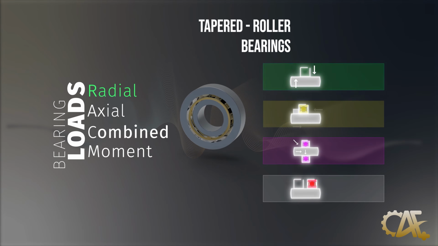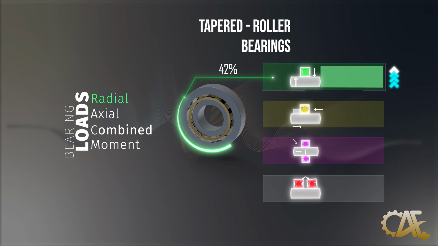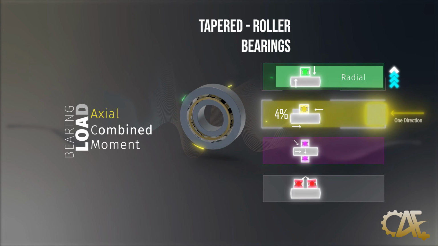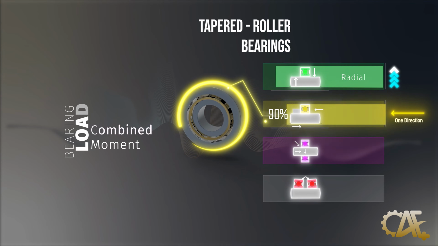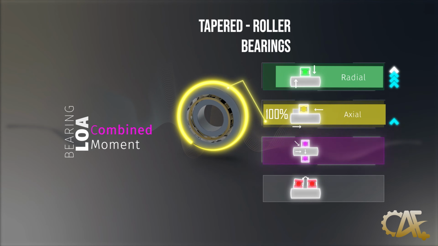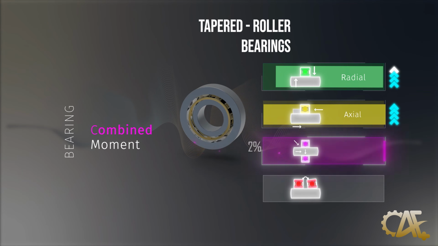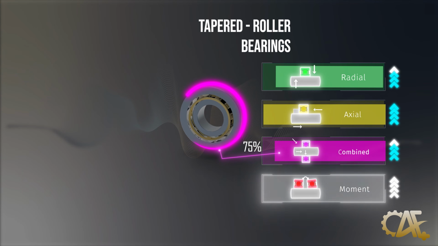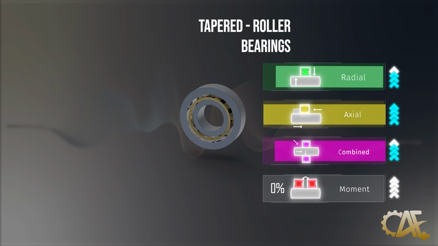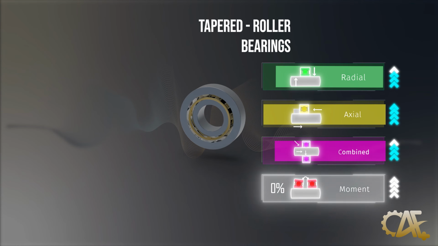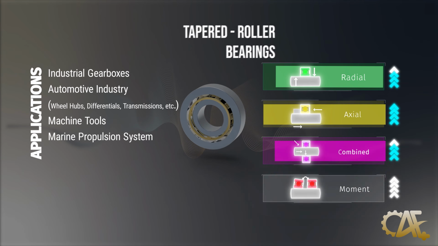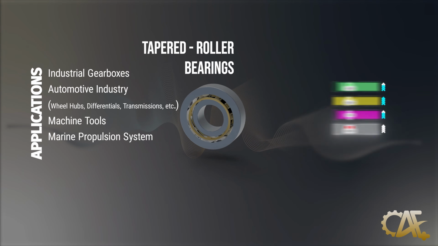For bearing load performance, they earn 3 points or excellent for radial load handling and 4 points or exemplary rating for axial loads. They are also highly capable of managing combined loads, thus earning an excellent rating in that category. However, single tapered roller bearings aren't designed to effectively accommodate moment loads. Tapered roller bearings can withstand thrust forces generated during cornering or heavy loads, making them popular in automotive wheel hubs and gearboxes.